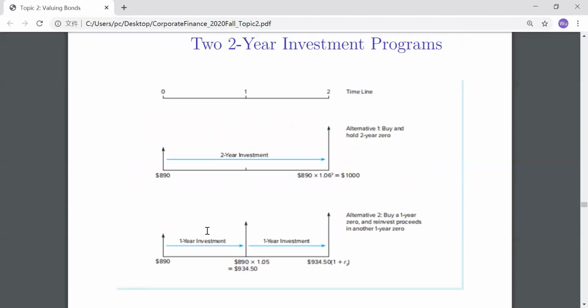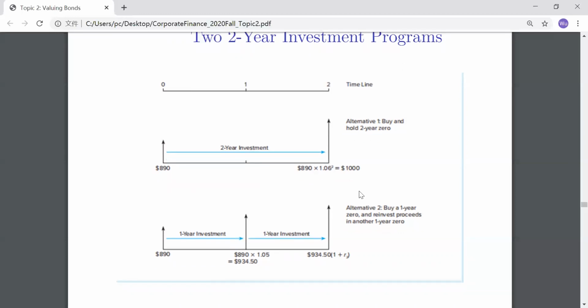Now let's look at a diagram here. You have 2 strategies. The first strategy illustrated in this graph: you can buy a 2-year zero with the yield equaling 6%. You buy it for $890, and at the end of the 2 years, you get 1,000. That's why the rate of return you get is 6%. And this 6% is the two-year yield as of year 0.